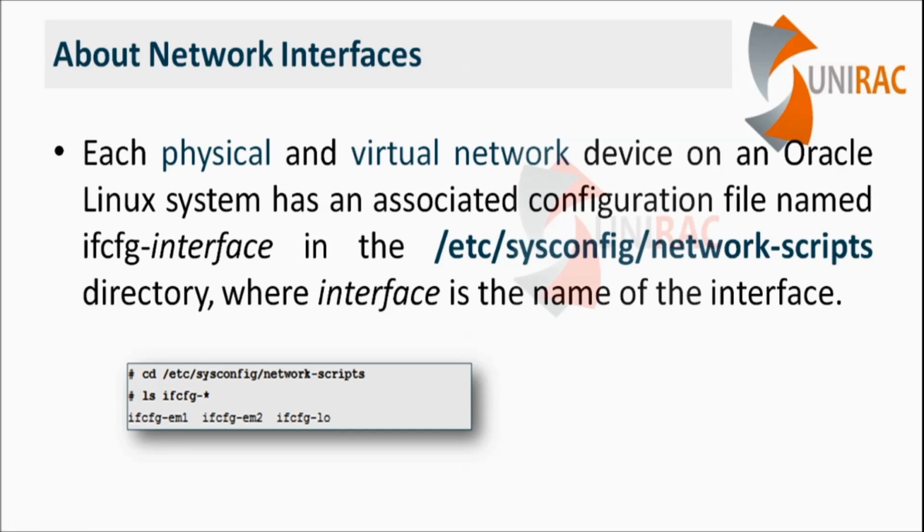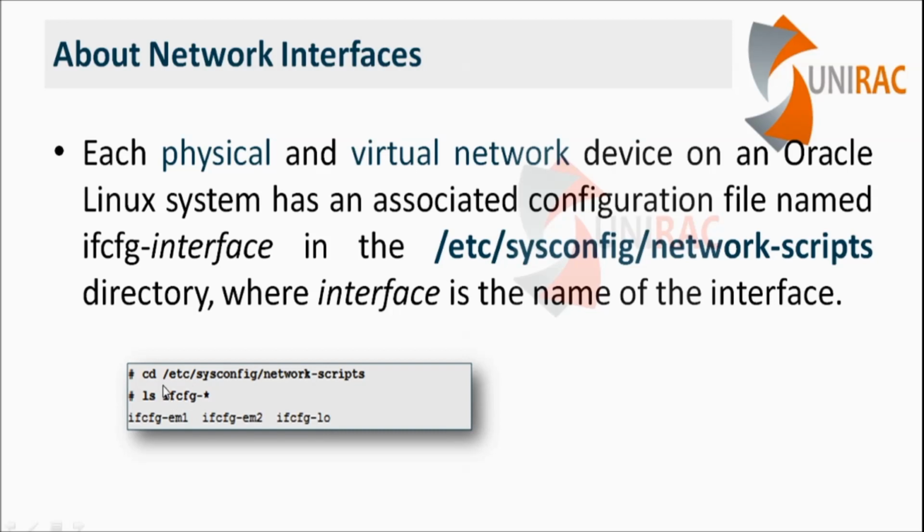And about your network interfaces, every physical and virtual network device has an associated configuration file. That configuration file on your Linux system is named ifcfg-interface. For a physical or virtual network device, the file named ifcfg-interface can be found under the etc sysconfig network-scripts directory. You can see the output here.